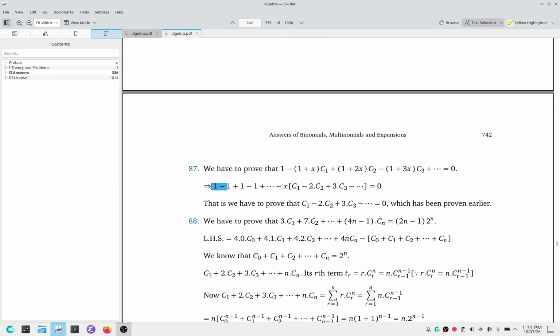There is a massive typing mistake in this one, it seems. Yep, this should be C0 minus C1 plus C2 minus C1. That way we have to write, which will be equal to 1 minus 1 to the power n. And this we have proven earlier.